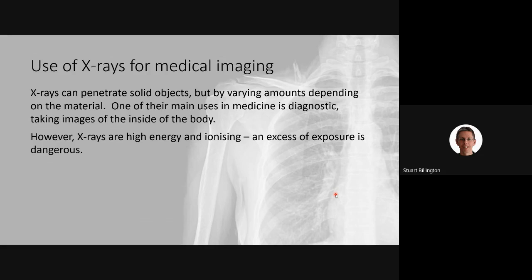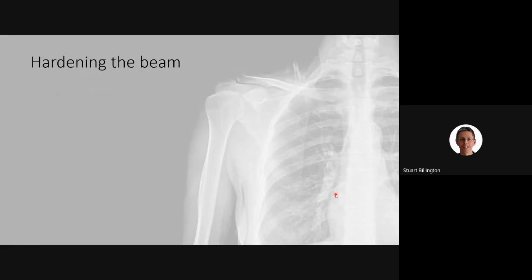And what that means is that, yes, we want to expose the patient to enough X-rays that they are going to have an image of their insides produced, but we don't want to overexpose them to X-rays unnecessarily. So it's important that we make sure that the spectrum that we expose them to is just enough to produce the image and no more.